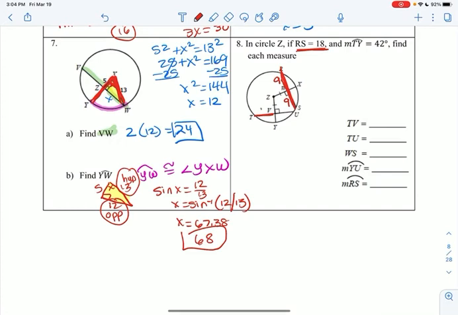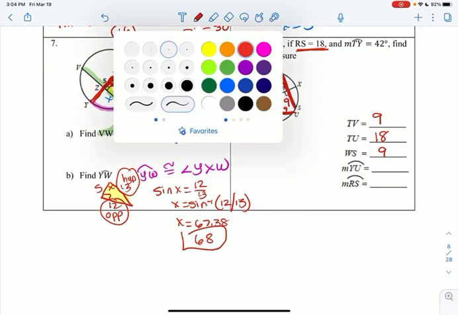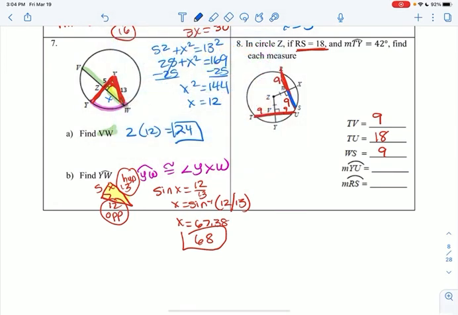Now, TV will also be 9 because these chords are the same distance from the center of the circle, so those chords are congruent to each other. So if they're equidistant from the center of the circle, they're congruent. The chords are congruent that I have drawn in red. And if those lines are perpendicular, then it's cutting those chords in half. So TV is 9. TU is going to be 18. TU is the whole thing. WS, I just have to find my W. My WS is up here. And WS, I'll do it in blue. WS is right there, is half of 18, is also 9.